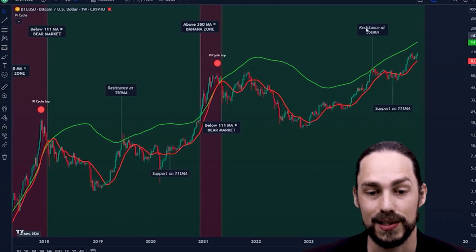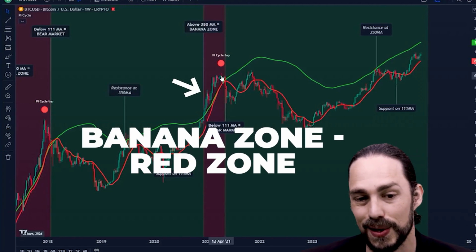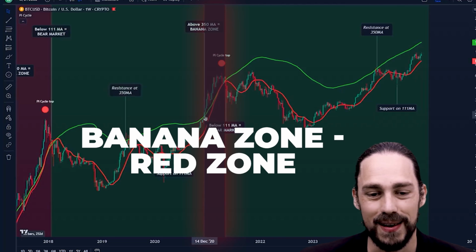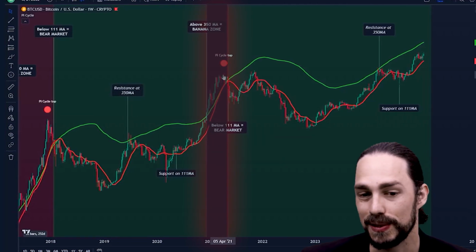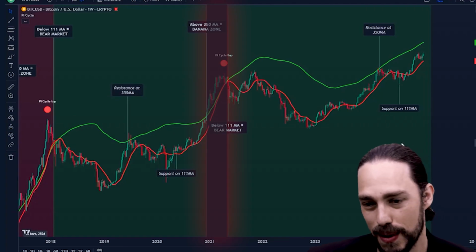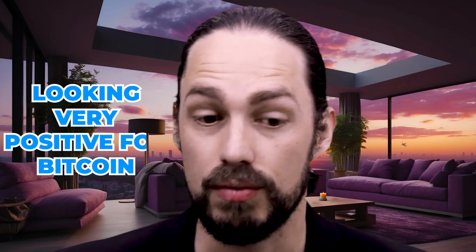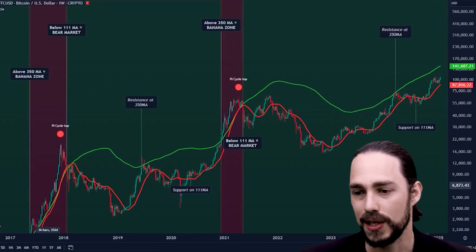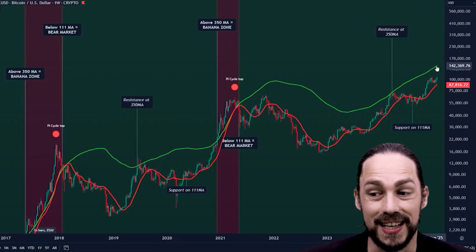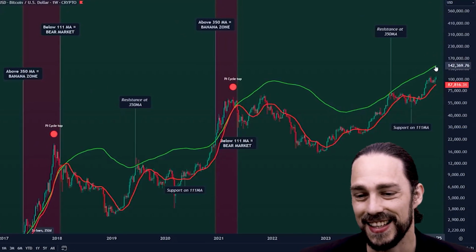And that would be classified as this banana zone, this red zone where we are trading above the 350 MA, and then we'll be in a position to print the Pi cycle top. So the Pi cycle top is looking very positive for Bitcoin. We can see that there is still some upside potential for Bitcoin, at least based on this specific indicator. And I'm quite excited to see how Bitcoin starts reacting when it gets closer to this green line.